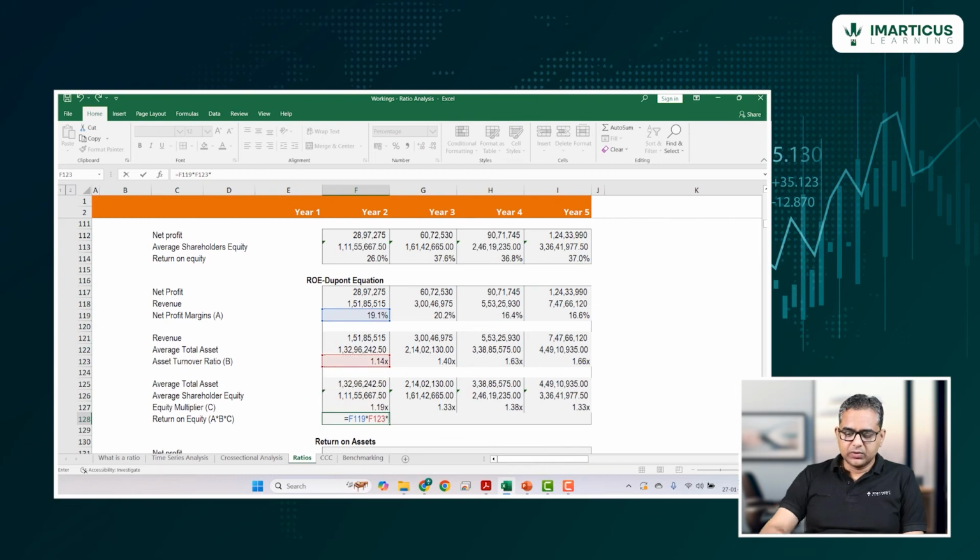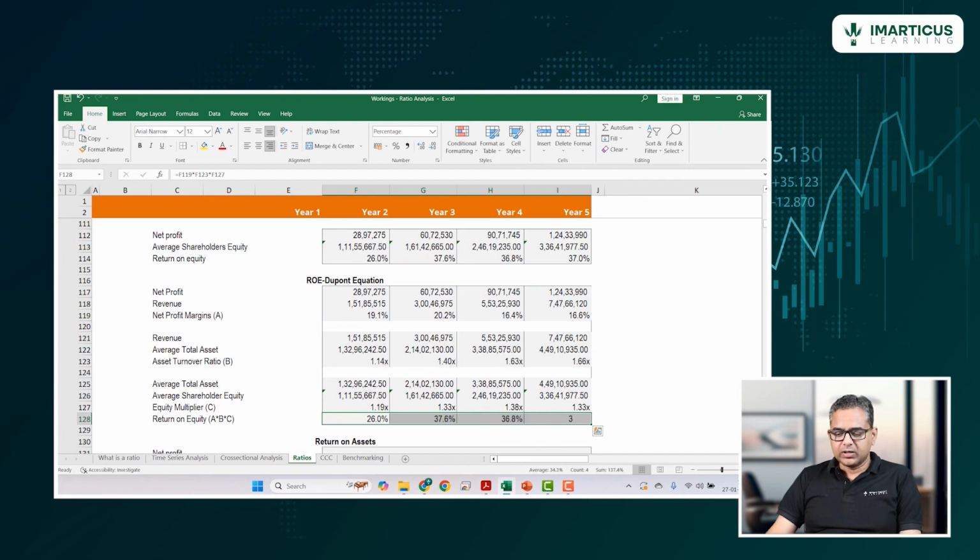to asset turnover ratio into financial leverage to get our return on equity. So this should match with this ideally, right? This was a direct way of calculating ROE, and this we have calculated through multiplication of three different ratios, and the answer should be same. So this is what we call as DuPont analysis of ROE.